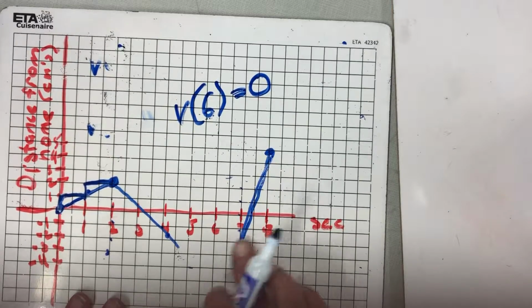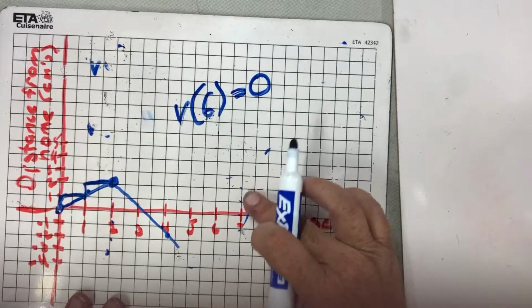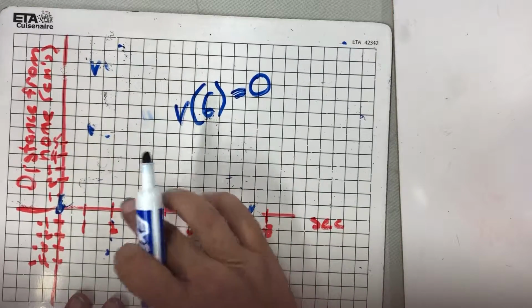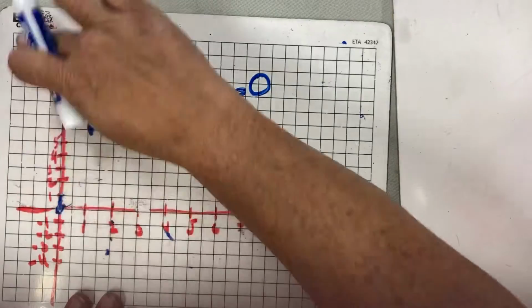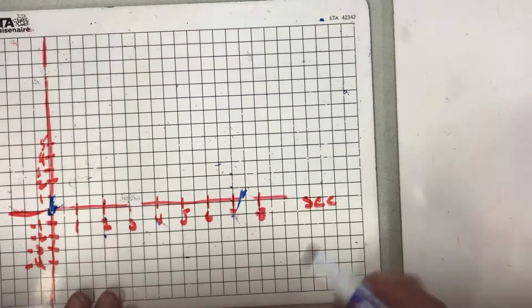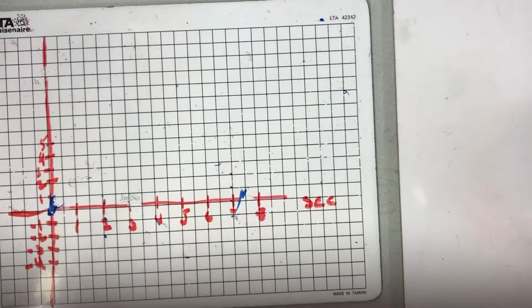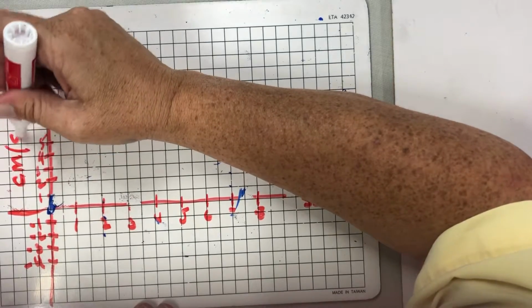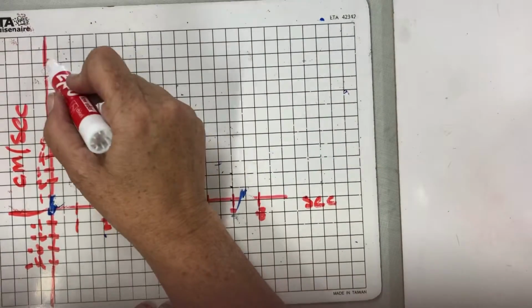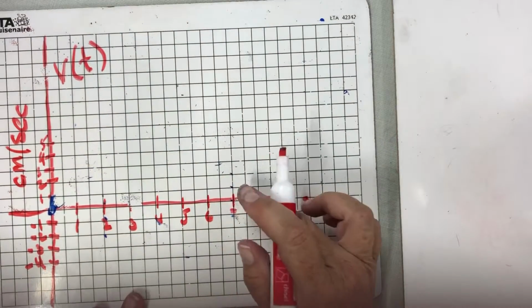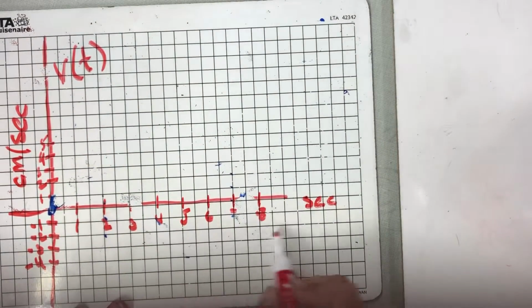So let's switch for a minute and look at a velocity graph. And I'm going to keep my same axes, but I'm going to label them differently. So this time, and this is going to be a whole different scenario, I'm going to call this centimeters per second. So this is a velocity graph. And this is still going to be seconds.